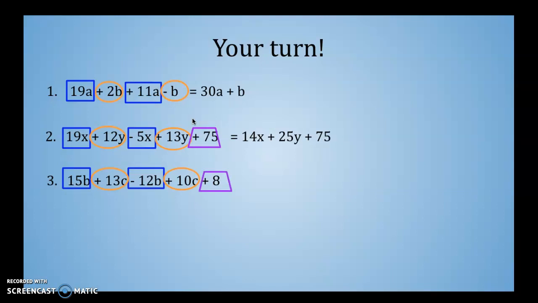So 15 minus 12 gives us 3b. Then we got our 13 plus 10. That gives us 23c's. And then just our 8. So we just went again from a 5-term number sentence to 3, shortening it up.